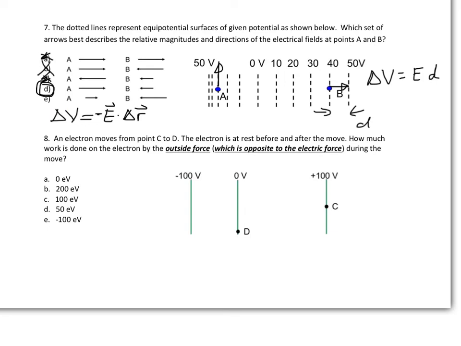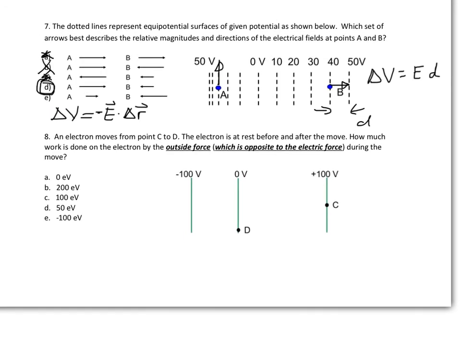Okay, the final problem here, multiple choice problem, number 8. An electron moves from point C to D. The electron is at rest before and after the move. How much work is done on the electron by the outside force, which is opposite to the electric force, during the move?